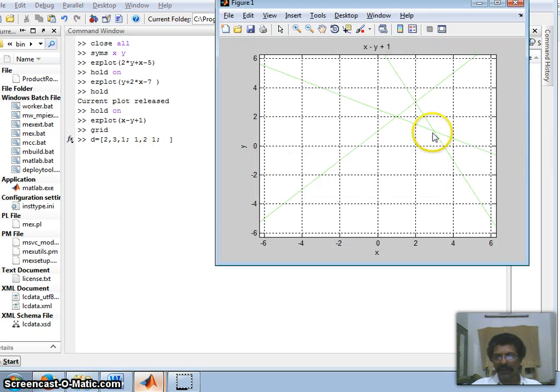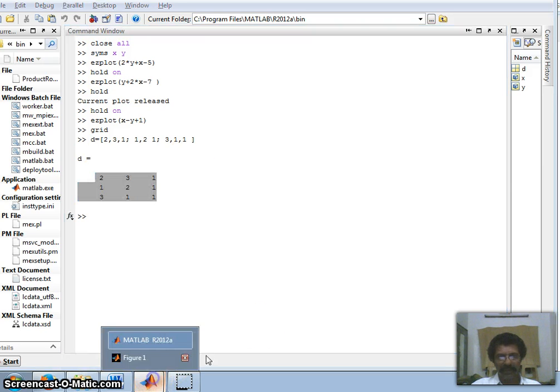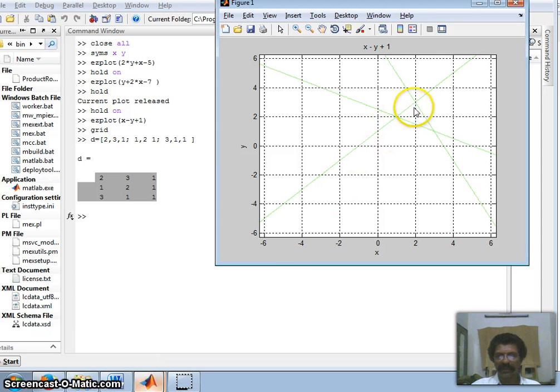Then the third point of intersection is 3 and 1, therefore this is 3 comma 1, and the last column is equal to 1. This is my matrix, which I got from this one. The first row is 2 comma 3, the next one is 1 comma 2, and the third point of intersection is 3 comma 1.